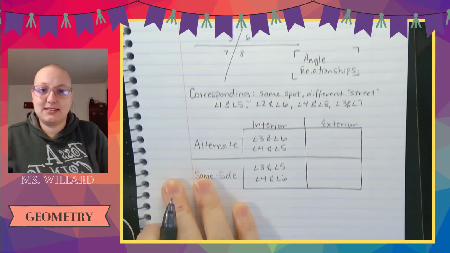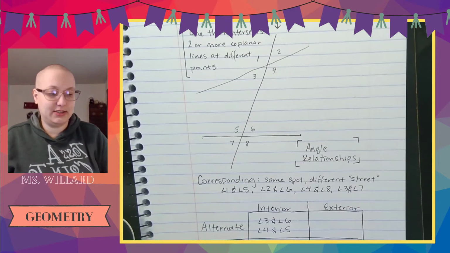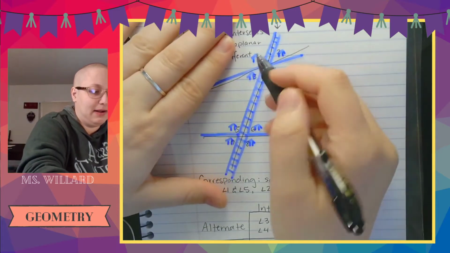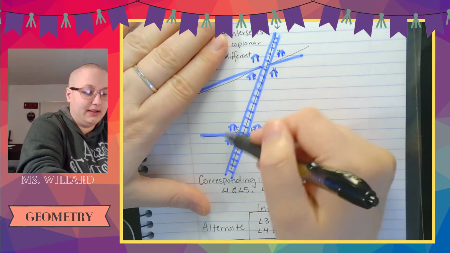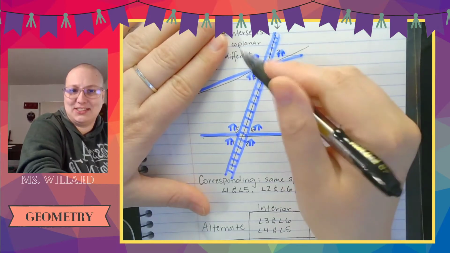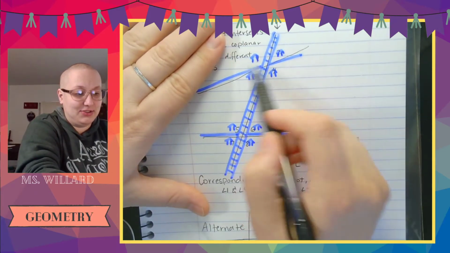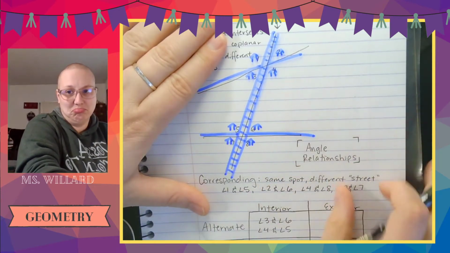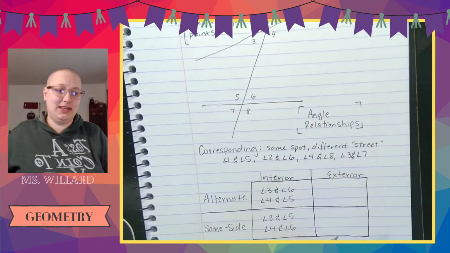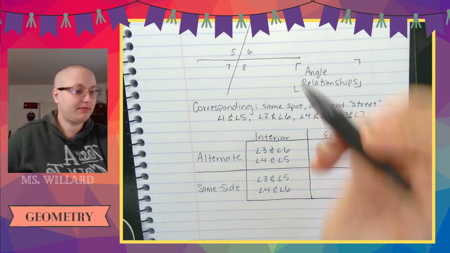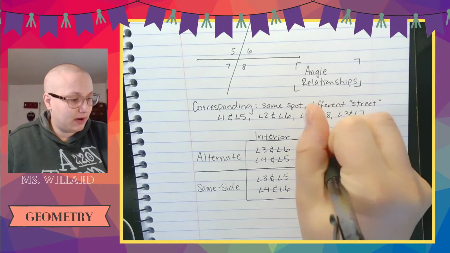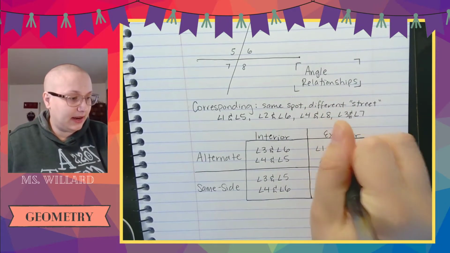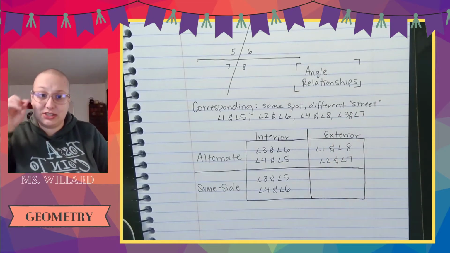Okay, now let's move on to exterior. So alternate exterior angles are on alternate, opposite sides of the tracks, but on the outside of the two streets. So like out here or out here, they can't wave at their neighbors inside. It's so sad. So alternate exterior angles would be like angle 1 and angle 8, or angle 2 and angle 7. So those are alternate exterior angles.